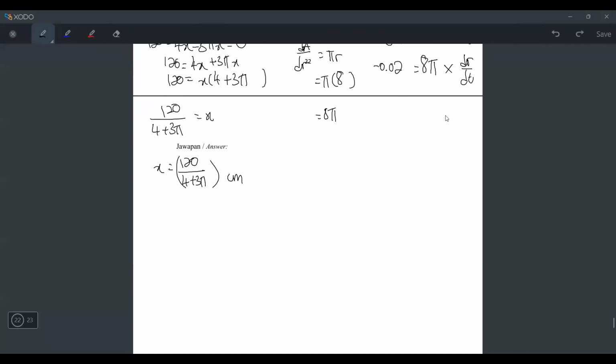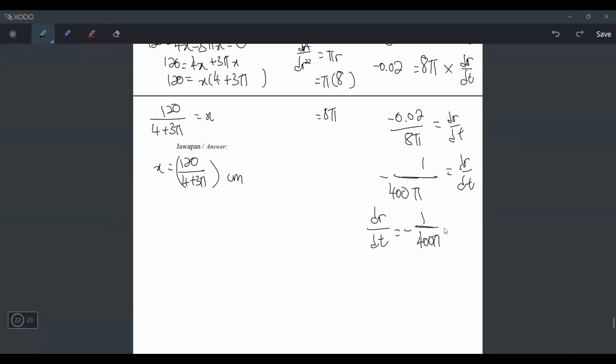And then now you can finally find dr/dt. It's negative 0.02 divided by 8 pi. But the question says in terms of pi. So I will leave the pi, I won't touch it. And then I will just press negative 0.02 divided by 8. So I will press now, negative 0.02 divided by 8, shift ABC, negative 1/400. So negative 1/400. The pi no need to press because the question wants the pi there. They want it in terms of pi. So the answer is negative 1/400 pi. Make sure the pi stays at the bottom.